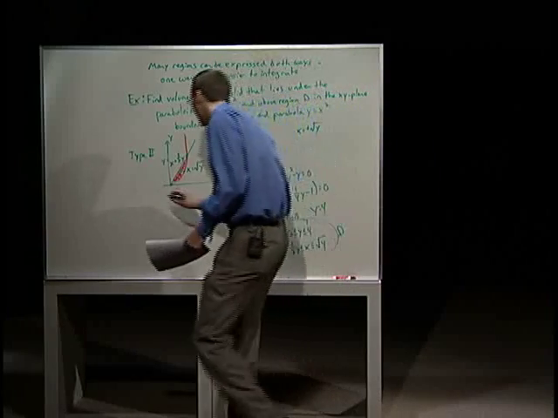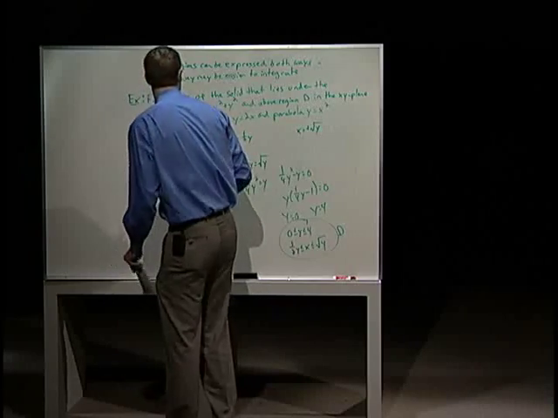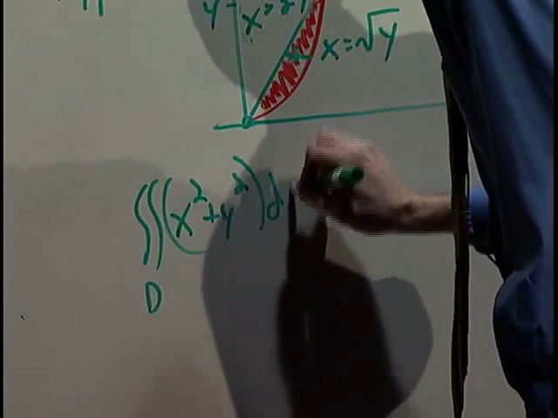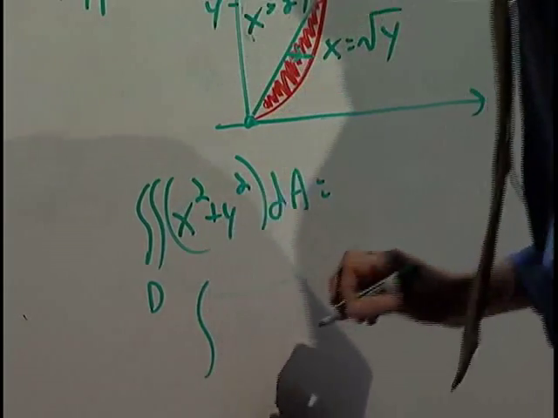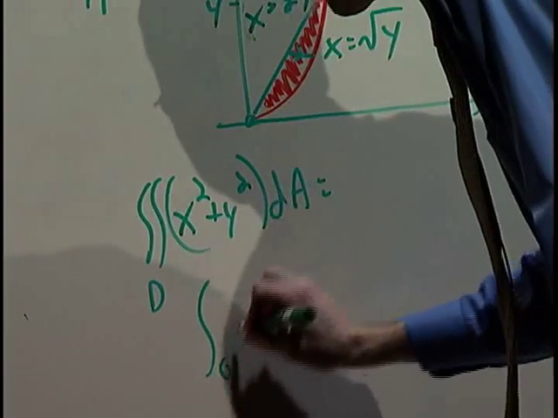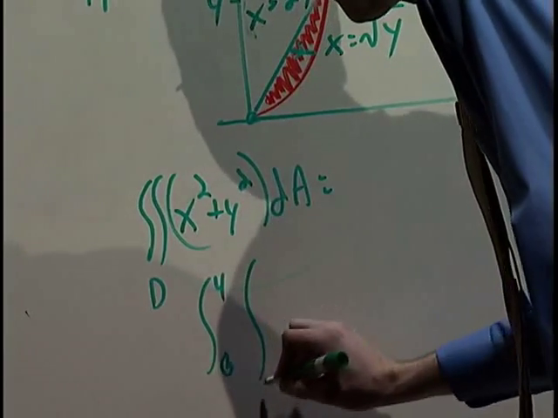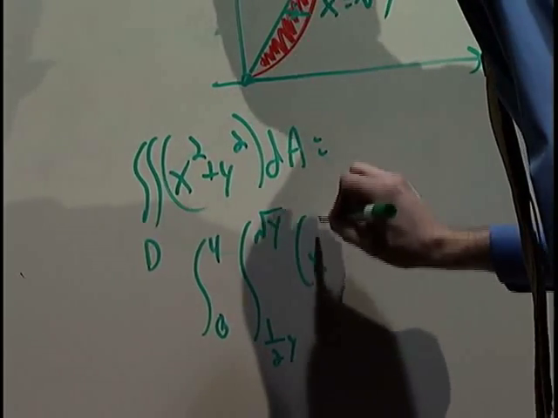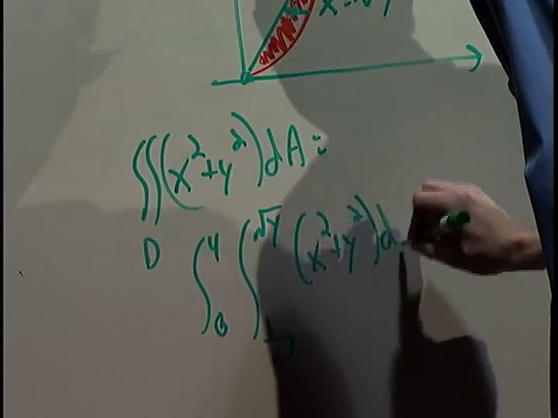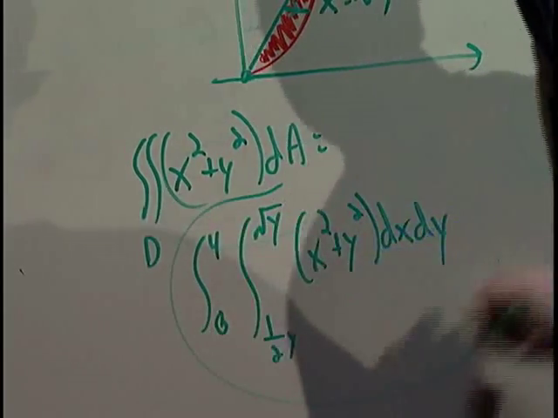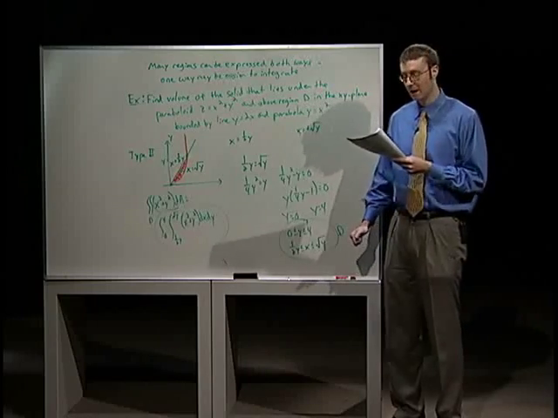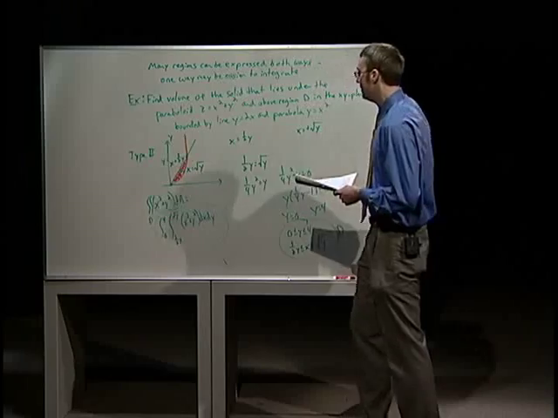So the integral in this case, double integral over D of, what was my function? X squared plus y squared dA. This time we're doing x integration first, then y, so y limits come first, then x limits. So the integral from 0 to 4 of the integral from 1/2 y to square root of y of x squared plus y squared dx dy. So that is the double integral we'd use if this was a type 2 region. All right, let's go ahead and do one of these. This one's up here.